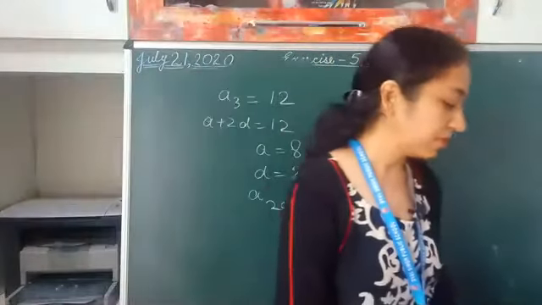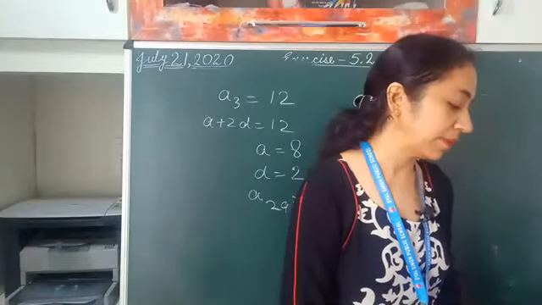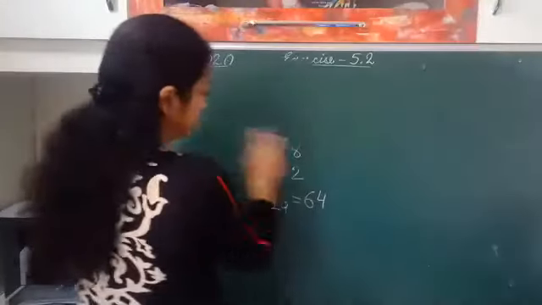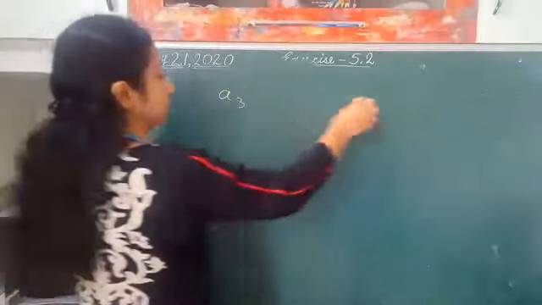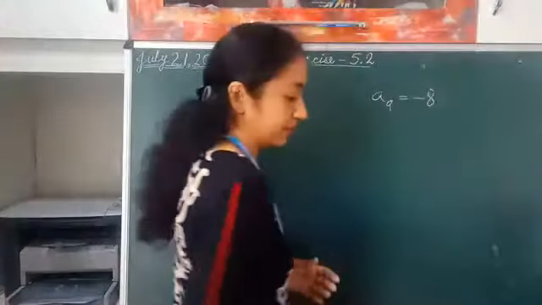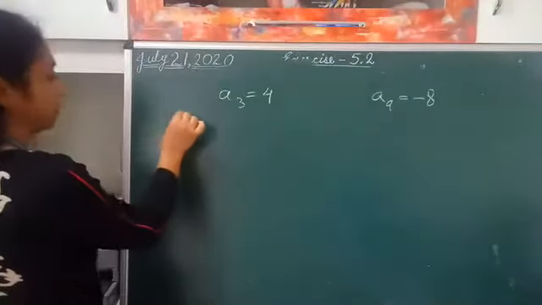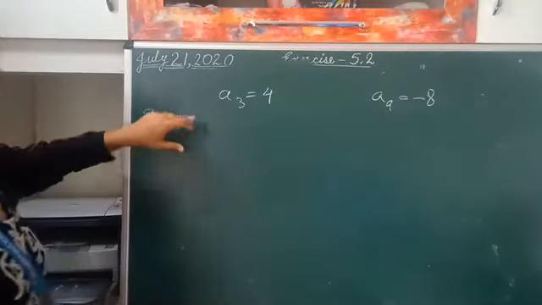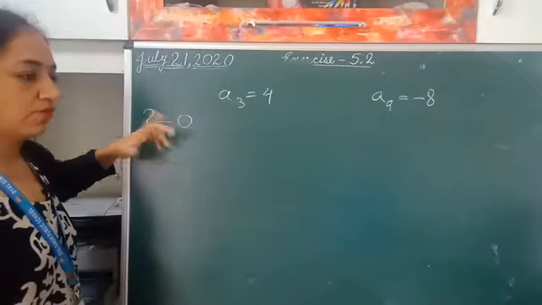अब जो थोड़ा सा different है वो question देखते हैं. Third term and the ninth term of the AP are 4 and minus 8. You are given the third term and ninth term, respectively 4 and minus 8. You have to find out which term of this AP will be 0. Which term means क्या find out करना है? What is this 0 given and what we have to find out? Which term?